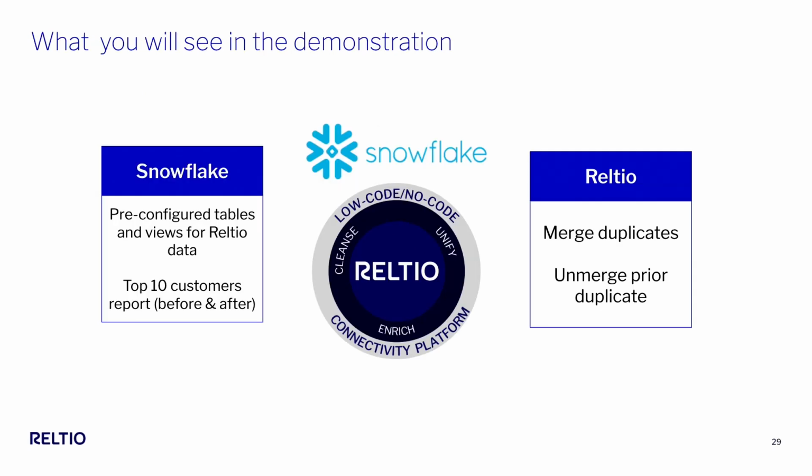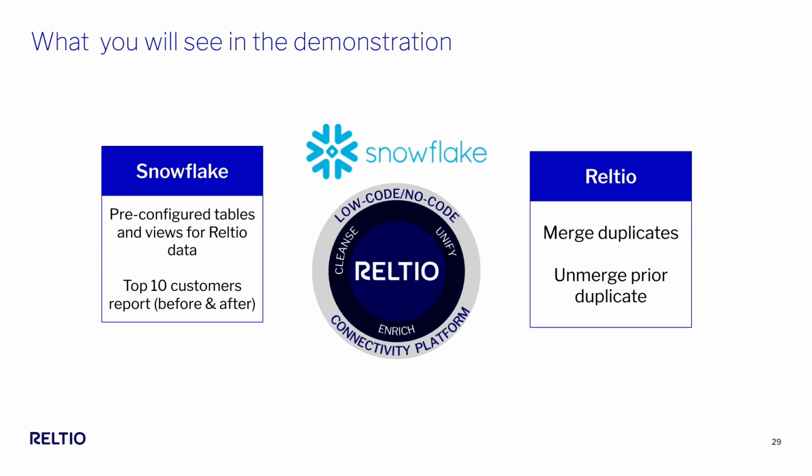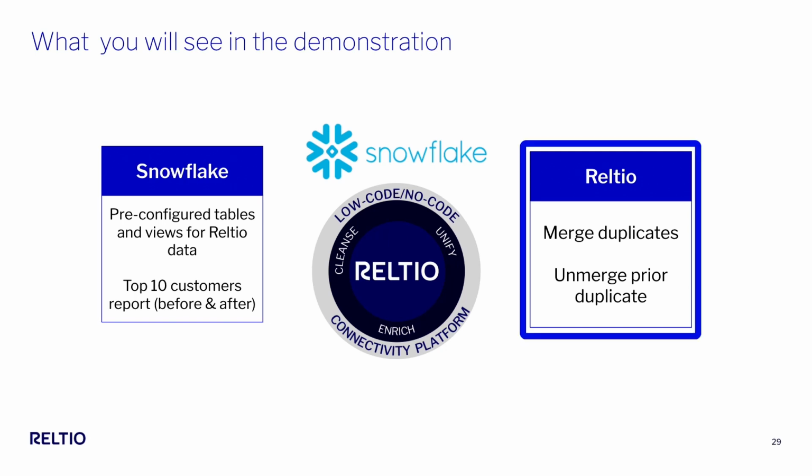The demonstration you're about to see will start in the Snowflake instance, where we'll see some of the out-of-the-box tables and views that capture the ongoing data stream being sent from Reltio. From there, we'll progress to working through an example showcasing a before and after image of some reports based on merging duplicates in Reltio, and also unmerging to showcase the near real-time nature of the connector.